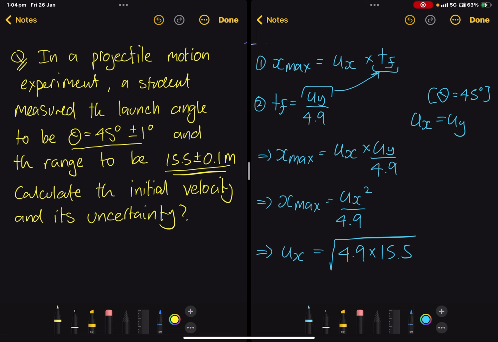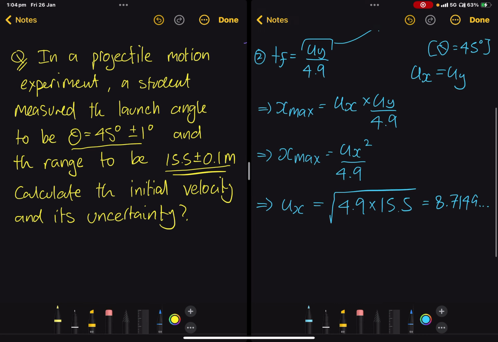So we're going to calculate this. Square root 4.9 times 15.5 gives me 8.7149... This is the initial velocity in x. We know that the initial velocity is going to be the square root of the sum of squares of the two initial velocities. Given that these are both the same, this will be the square root of 8.7149... squared multiplied by 2.